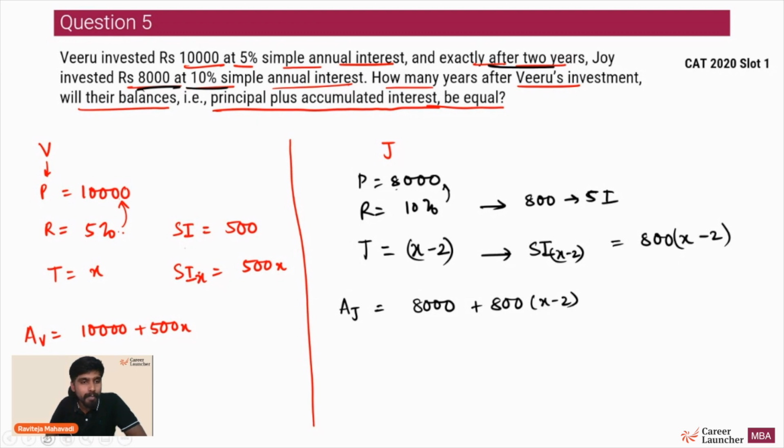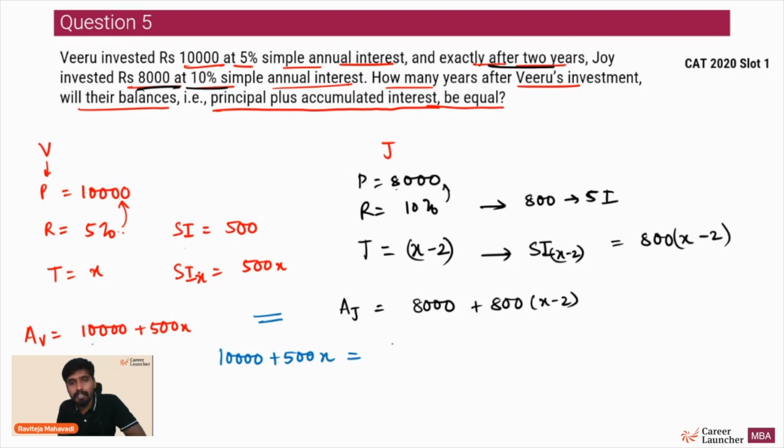Now we have to simply equate these two. Amount of Viru and amount of Joy is what we have to equate to find how many years x is. So 10,000 plus 500x should be equal to 8,000 plus 800x minus 1600. So we have 300x is equal to 3600. So x must be equal to 12 years.